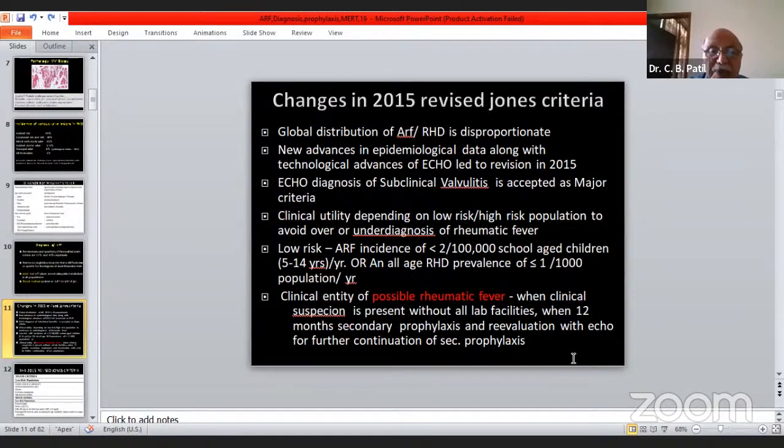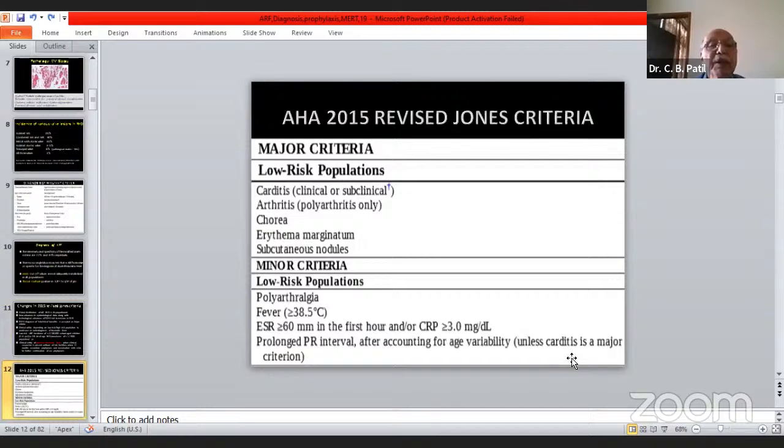The clinical entity of possible rheumatic fever has also been entertained when clinical suspicion is present without all lab facilities, when 12 months of secondary prophylaxis and re-evaluation with ECHO for further continuation of secondary prophylaxis is very much required in this possible rheumatic fever. So in the low risk population, the criteria advised in AHA 2015 are carditis, either clinical or subclinical. Subclinical means proved by echocardiography criteria.